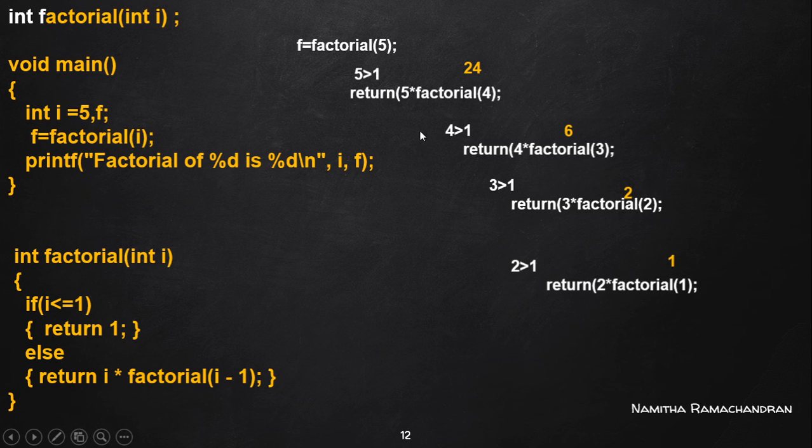Right? So this 5 into 24, that is this 120, is returned to this particular location from where we start the function calling. This is received by another variable f, and we can display the result, that is the factorial of 5, as a result. Right? So this is the control flow in case of recursive calling of this factorial function.